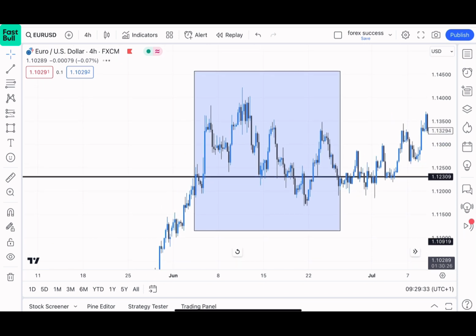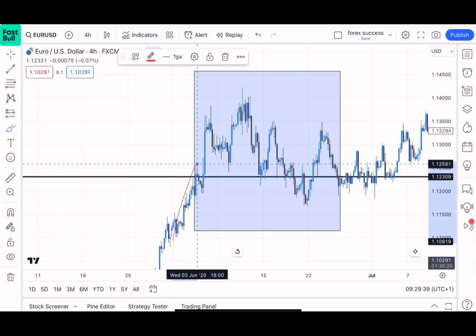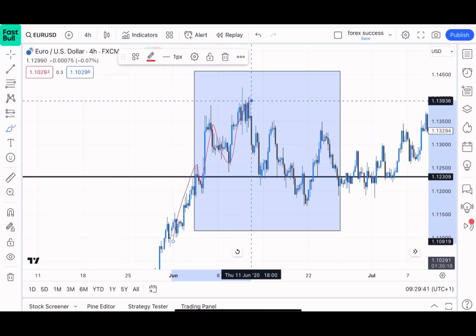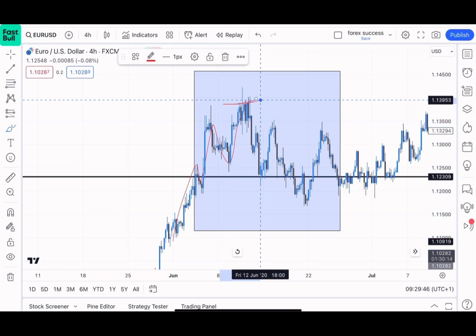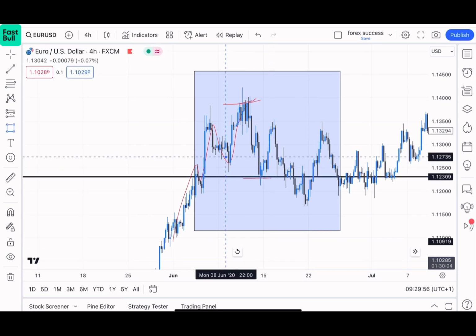Our last example is here. Market structure is also bullish, forming higher highs and higher lows. And right here we have a liquidity sweep. The liquidity sweep that you should follow is the one that leads to a change of character, just like this. So we had a change of character here. Therefore, we mark out our order block.